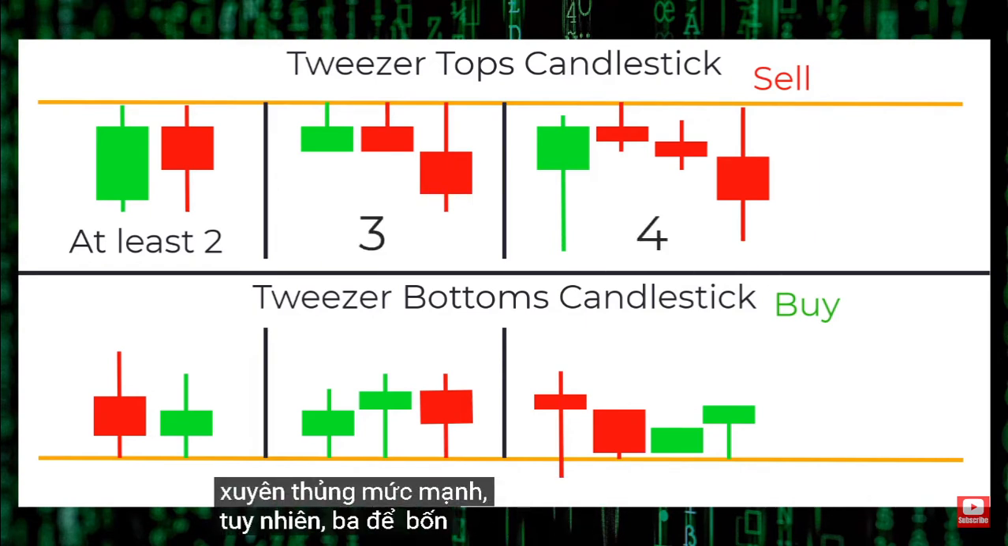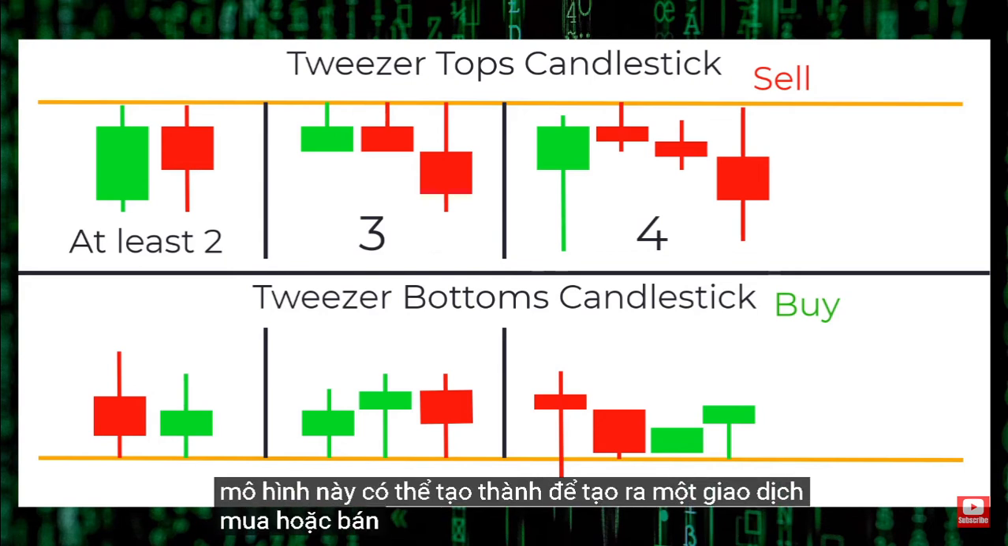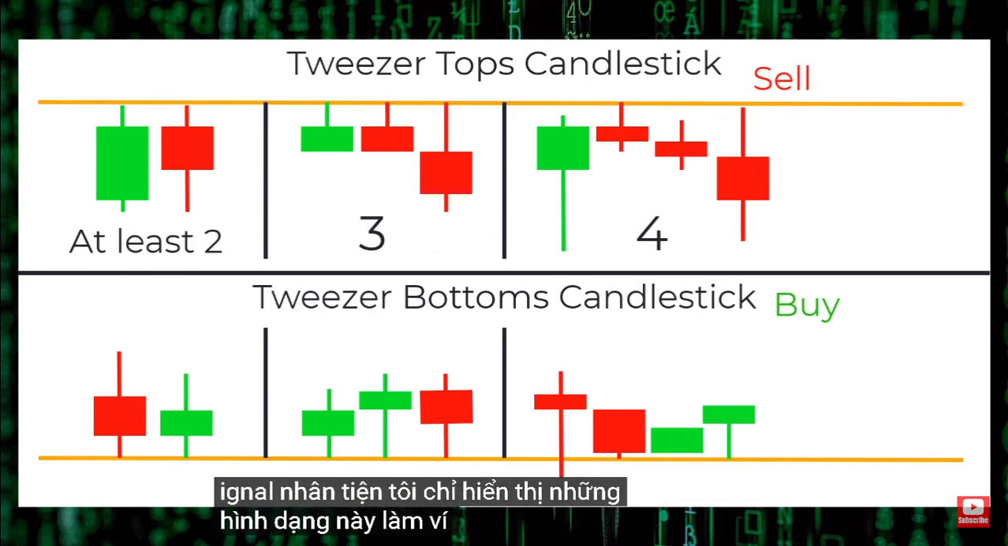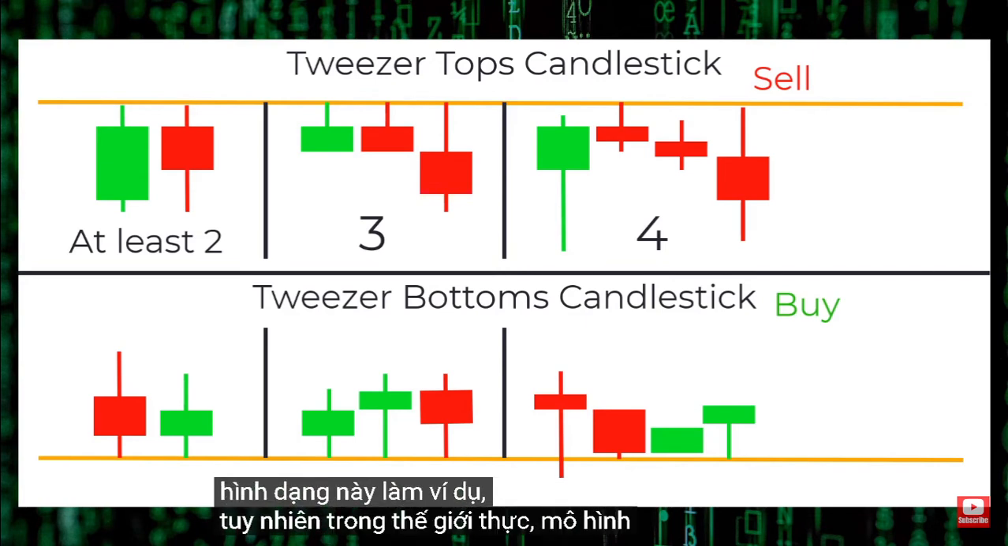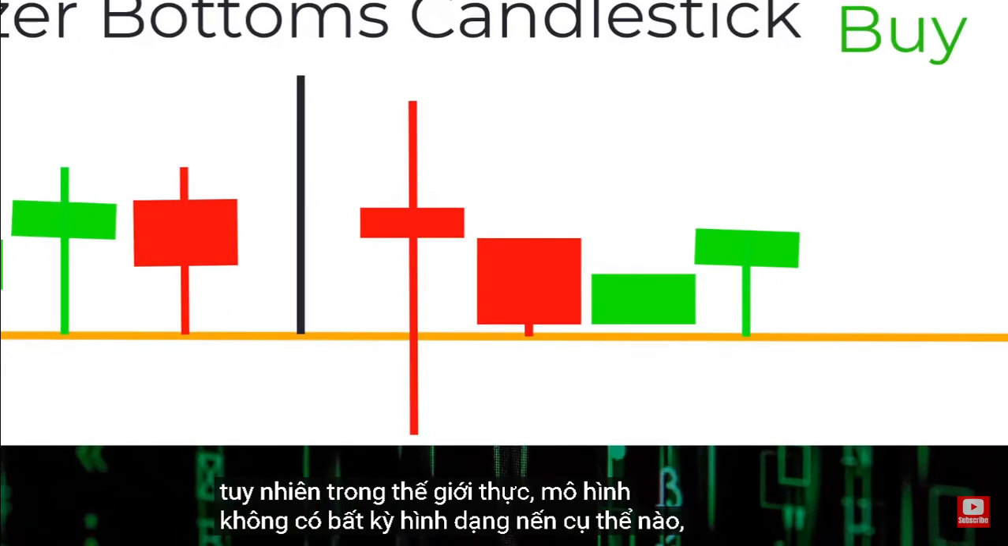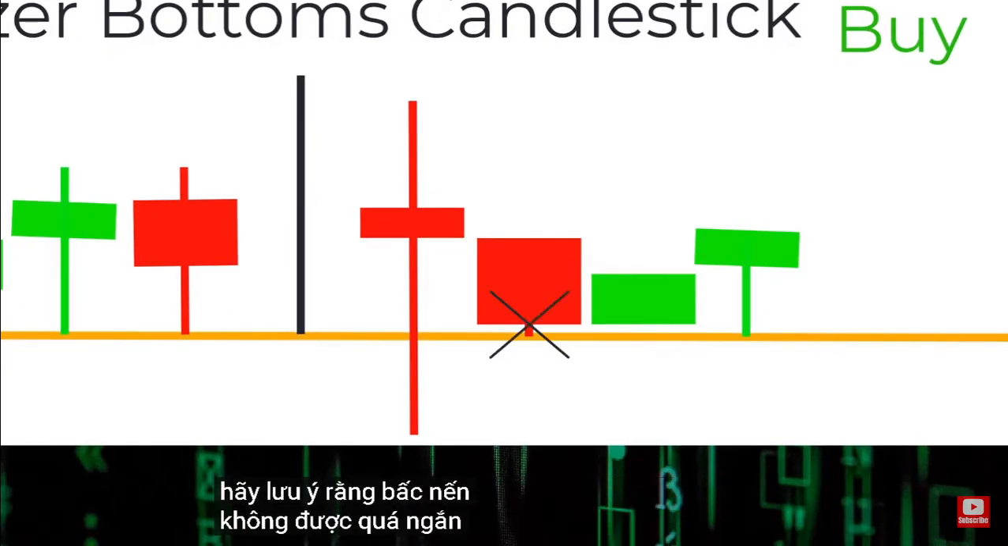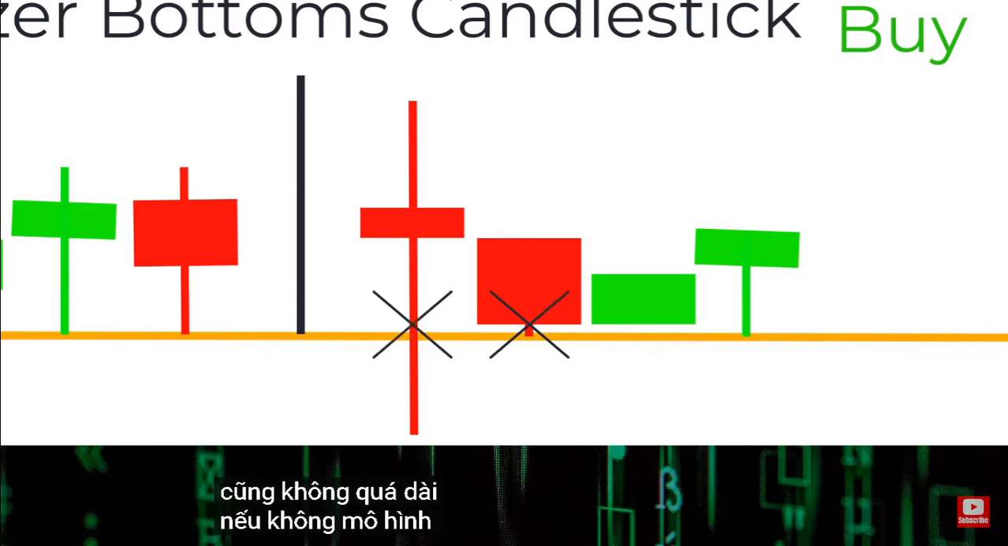Nevertheless, 3 to 4 candles would be the ideal number of candles for this pattern to produce a buy or sell signal. By the way, I am only showing these shapes as an example. However, in the real world, the pattern does not have any specific candle shape. Keep in mind that the candle wicks must not be too short, nor too long. Otherwise, the pattern will be discarded.